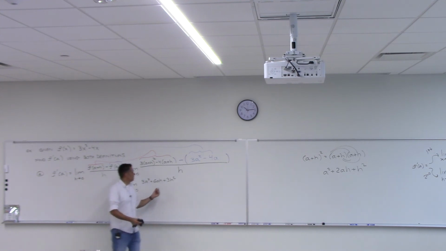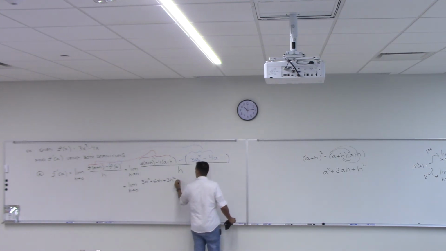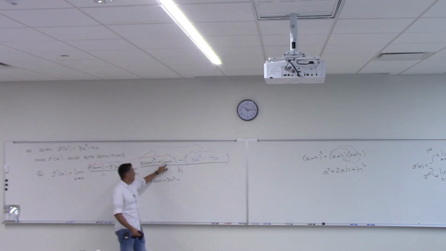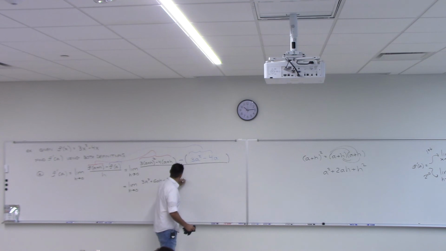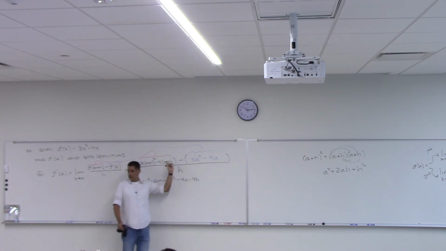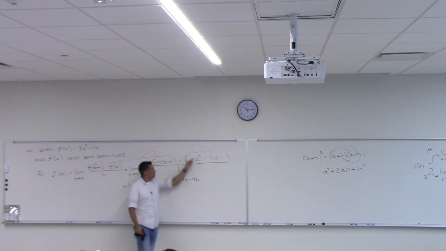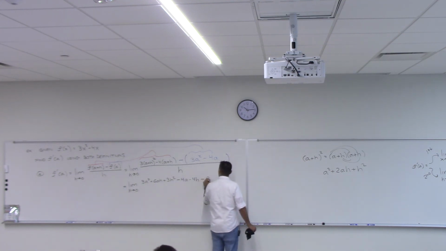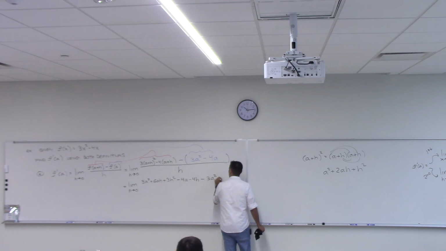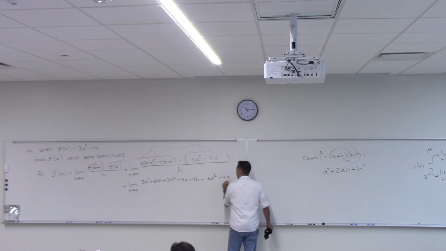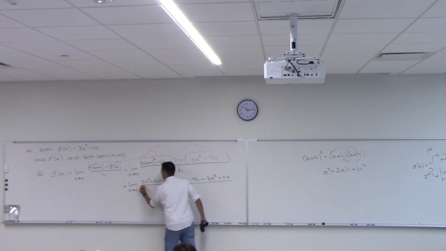Distribute. So what is it? Minus here to here, 4a, right? Minus 4h. Okay, and then here, can't I just distribute that negative through here? So minus 3a squared, and then plus 4a, right? All over h.